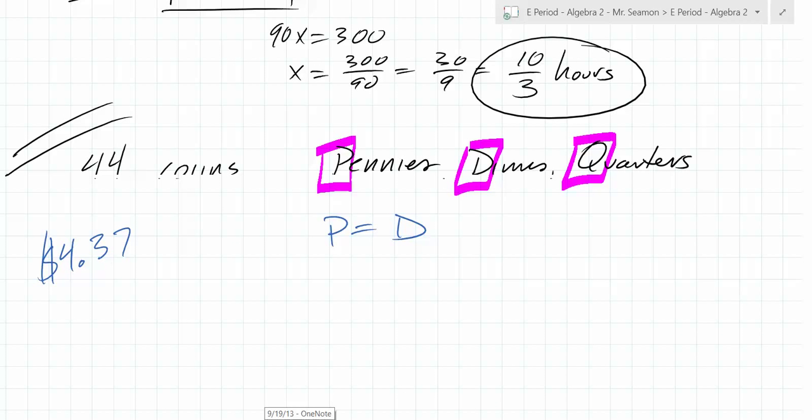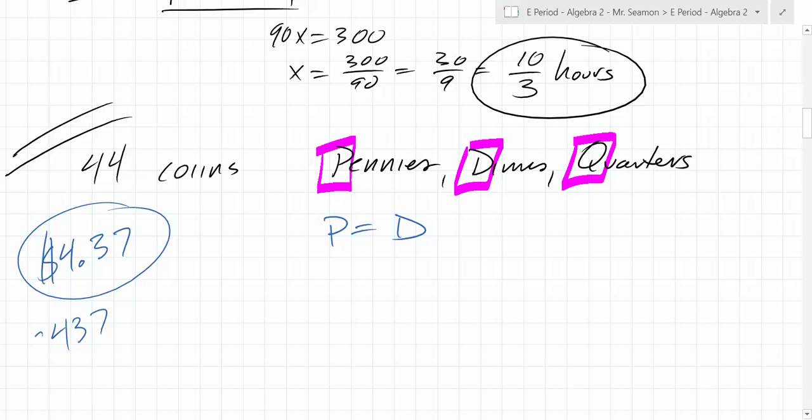Excellent. So how many of each? So you have to write a statement of value, correct? If you have P pennies, how many cents do you have? P cents, right? Are we in dollars or cents over here? Dollars. Do you want to stay in dollars, or do you want to go to cents? Let's go to cents. It gets rid of the decimals, right? So this is equal to 437 cents. So that's the value of the pennies, right? P.